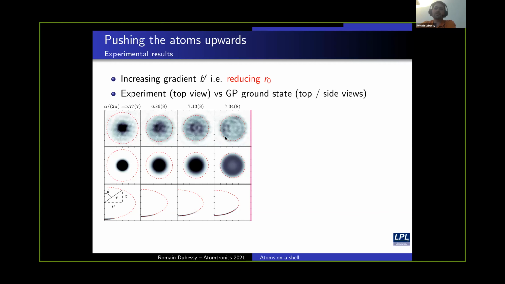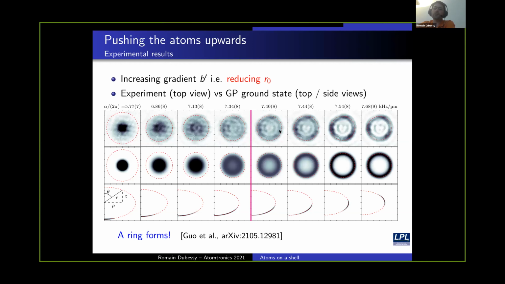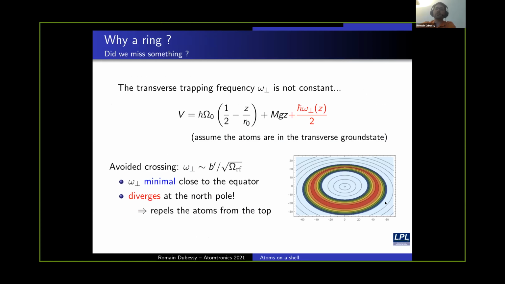And then when we increase the gradient further, we find that instead of filling the whole bubble, the atoms start to form a ring and stabilize in a ring geometry again. And this is confirmed by the simulations, which say that the atoms localize at some given heights on the bubble. So why is that? What did we miss in the previous explanation? What we missed is the fact that the transverse trapping frequency is not constant.